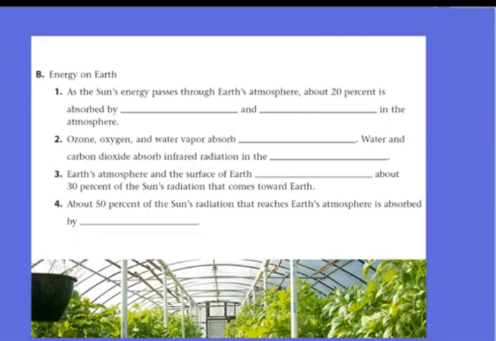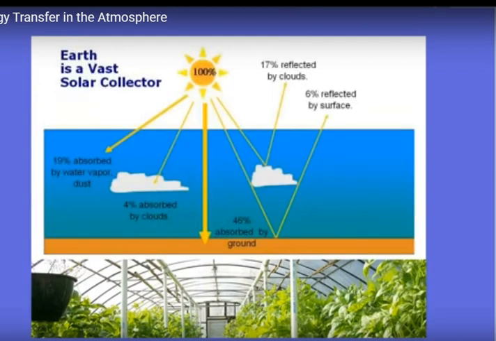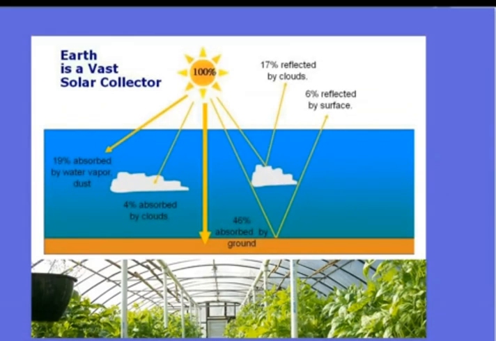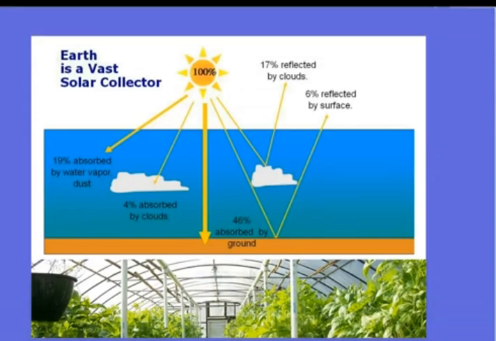Now, energy on Earth. Does the sun actually send us, on the ground, 100% of the energy that's passed from the sun to the Earth? No. Okay, actually, a lot of it gets blocked out. If we look at this diagram, of the 100% we get, only about half of it actually hits the ground. 20% of it hits water vapor and dust and gets absorbed. 4% by clouds. 17% of the energy that the sun sends actually gets reflected off by the clouds, and then 6% the surface bounces off itself.